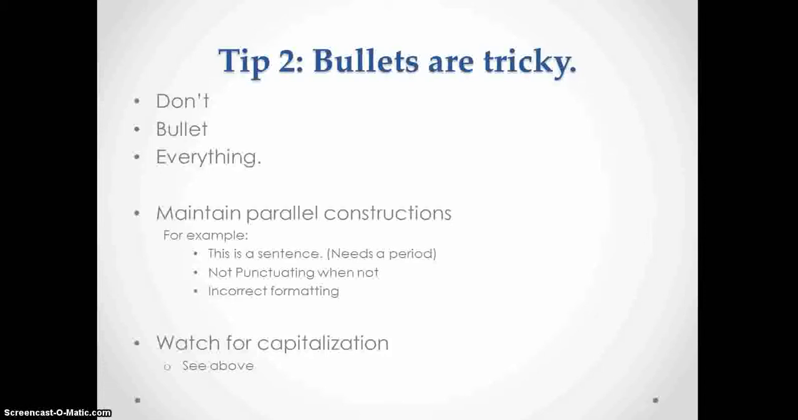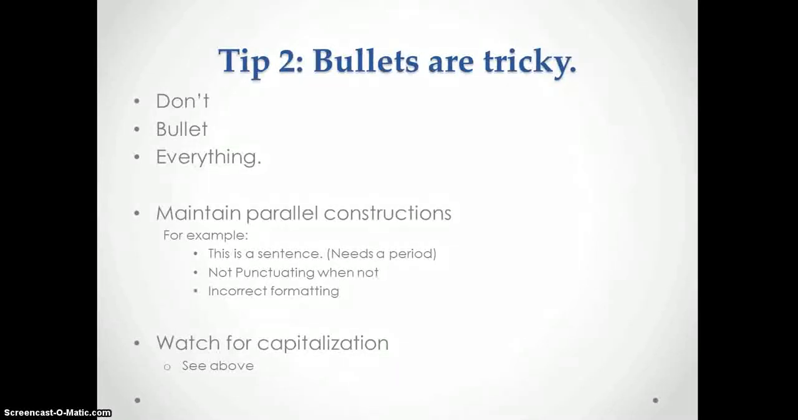Secondly, unless it's a sentence, it does not need punctuation. If you are ending a sentence with your list, you would put a comma at the end of each of those until you get to the last one, which would have the period. Each one does not get its own period unless the whole bullet is a sentence.